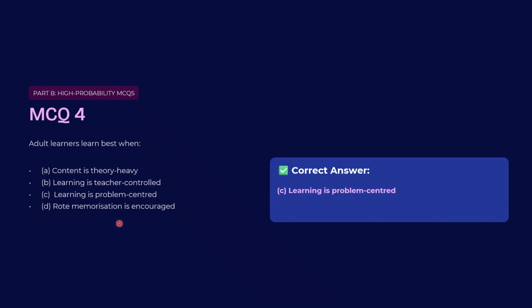Next is option D, that is rote memorization. Adults generally dislike memorizing facts without understanding. They prefer understanding concepts and applying them in practical situations.